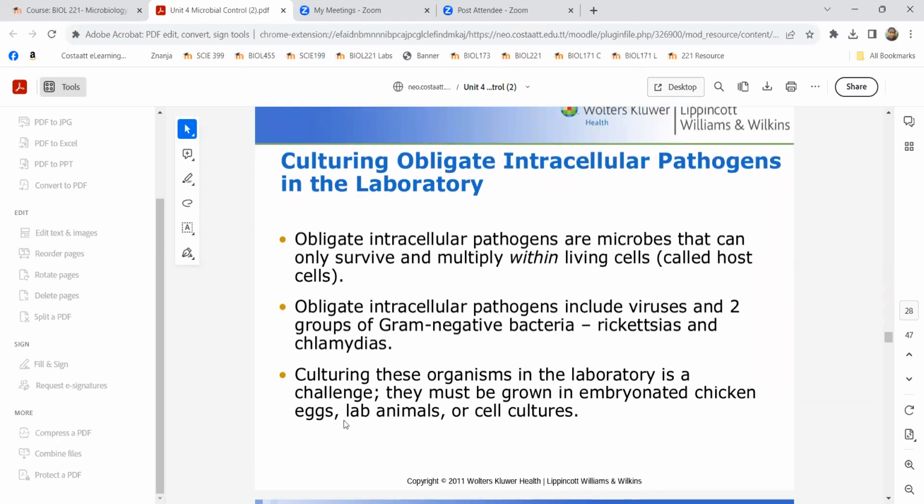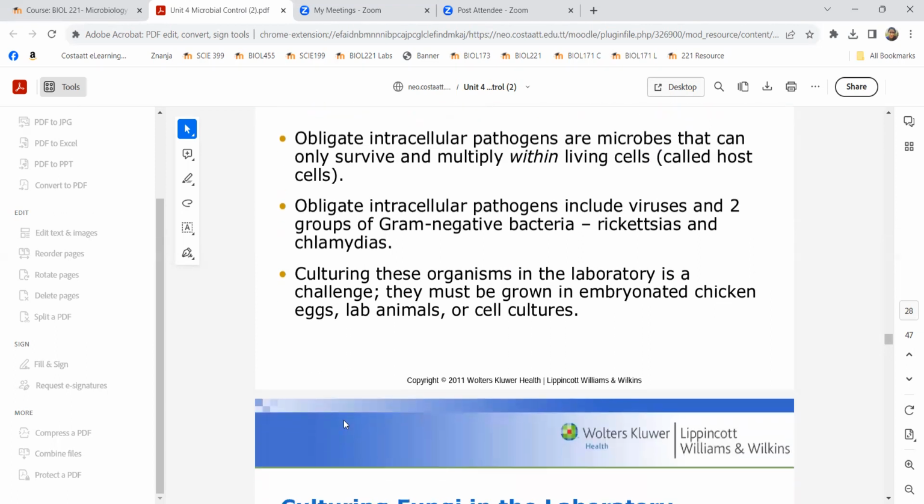Right? The next part of the lecture talks about culturing organisms in the lab. So if we had obligate intracellular pathogens, this would be organisms that need to live inside of other cells. Okay, they need to live inside of host cells. So for example, rickettsias and chlamydias, if someone were growing up these in the lab and they were doing studies on these, they would need embryonated chicken eggs, lab animals, or cell cultures, inject them with the organisms, which obviously there's a lot of debate on how humane that technique is. But in order for microbiologists to study these organisms, they must grow them within host cells.